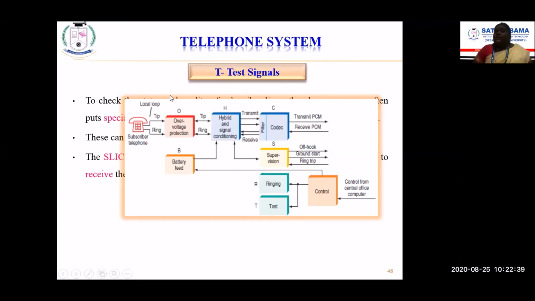Okay, so these are the different functionalities, that is B, O, R, S, C, H, T. BORSCHT functions of the SLIC, that is the subscriber line interface circuit. Okay, hope you have understood this concept. First one is the battery feed, then over voltage protection, ringing, supervision, codecs, hybrid, and the test signal functionality.